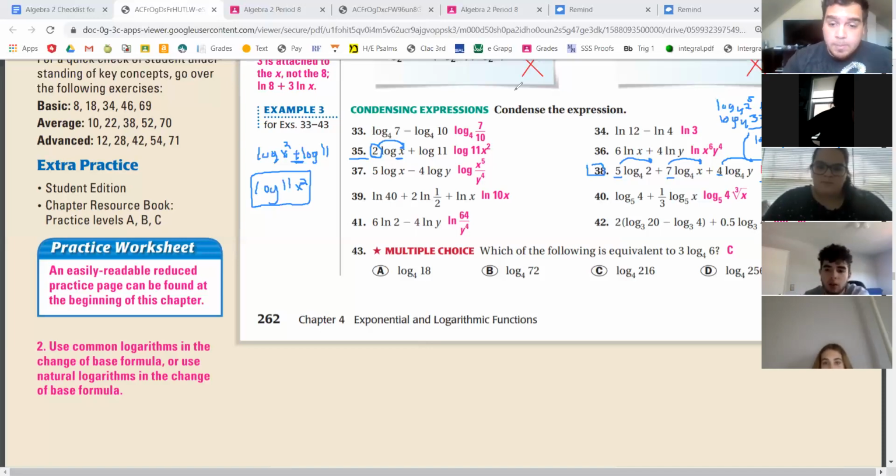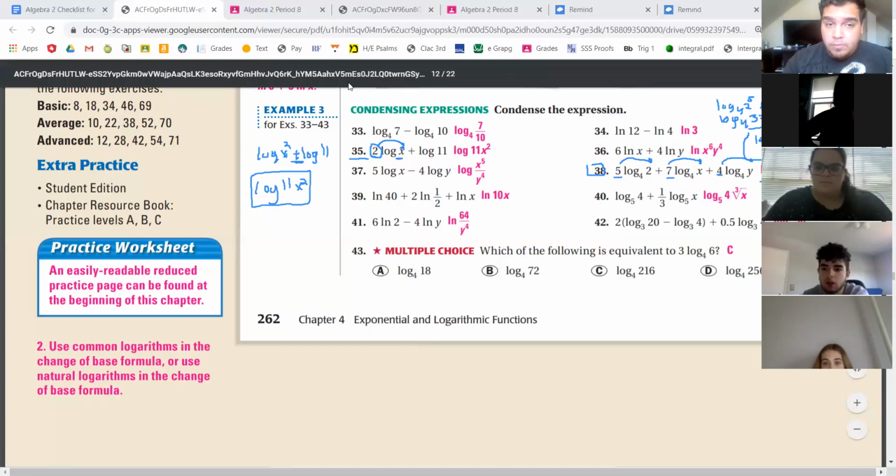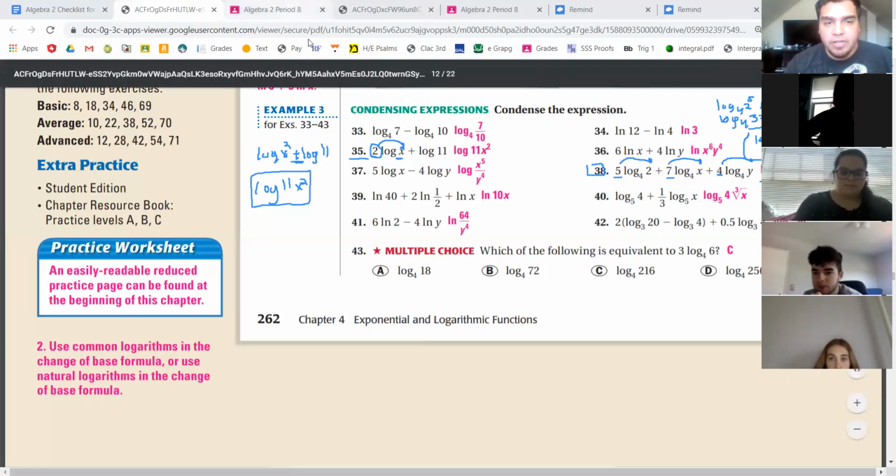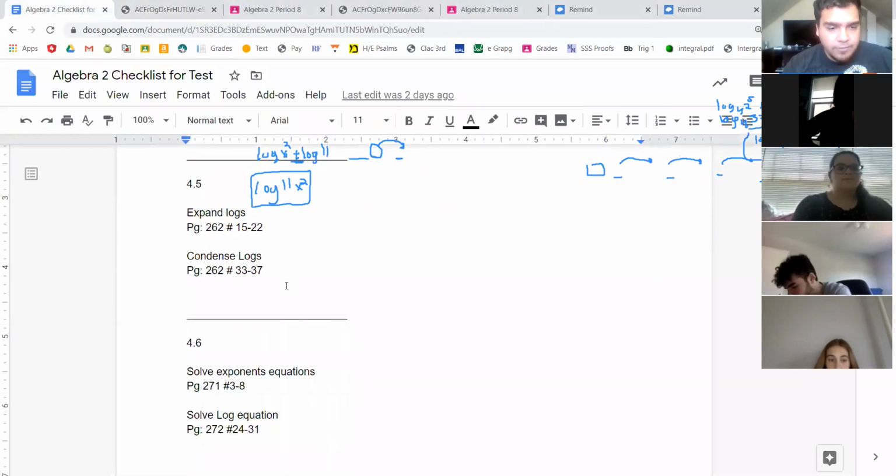Can you just say one more time how you got log 4 of 32? Oh, from 2 to the 5th power. So 2 times 2, which is 4, times 2, 8, times 2, 16, times 2, 32. So you could just do 2 to the 5th power on your calculator. Okay, so that's my expanding, that's my condensing. I believe that's all I did in 4.5.